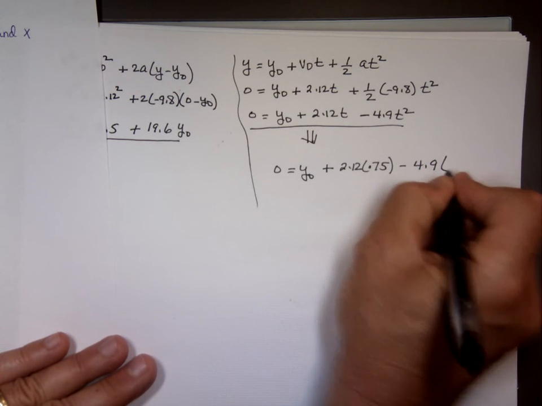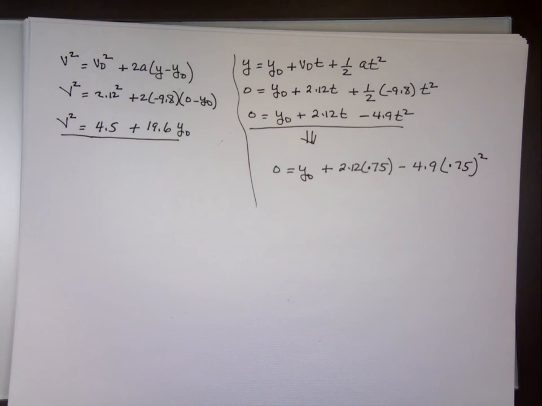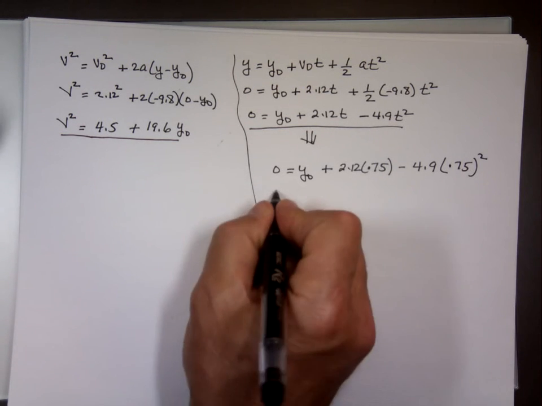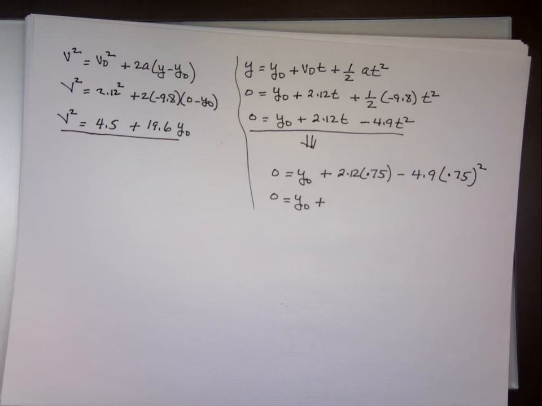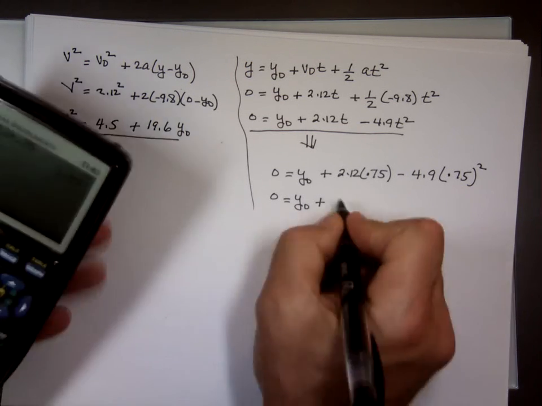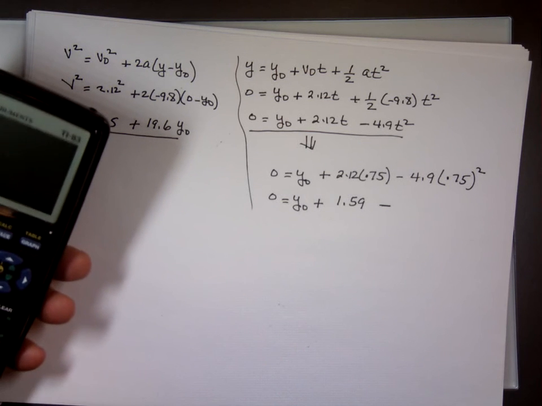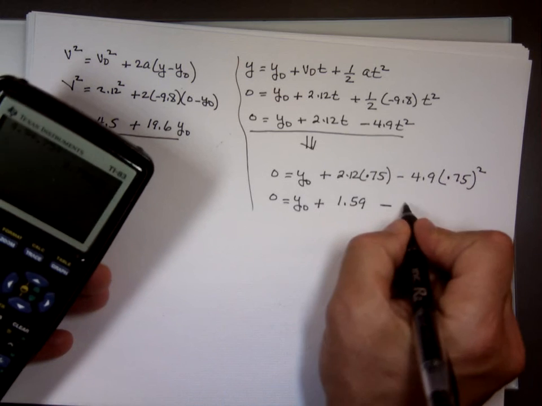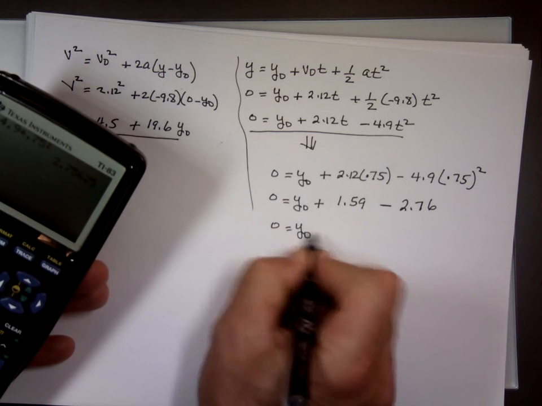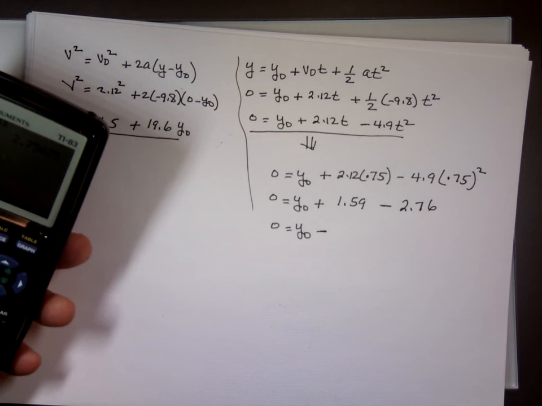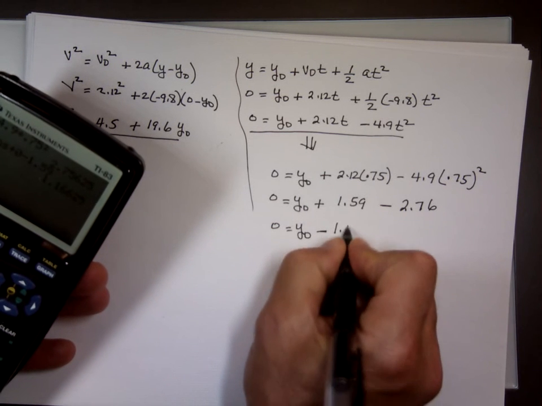So when I sit down and make questions off the top of my head, sometimes I don't do a good job with them. You see that example? Like I didn't give you enough information to solve that one. 2.12 times 0.75, 1.59, 4.9 times 0.75 squared, 2.76. So 0 equals y sub 0 minus 1.17. So what is y sub 0 equal to? 1.17 meter.